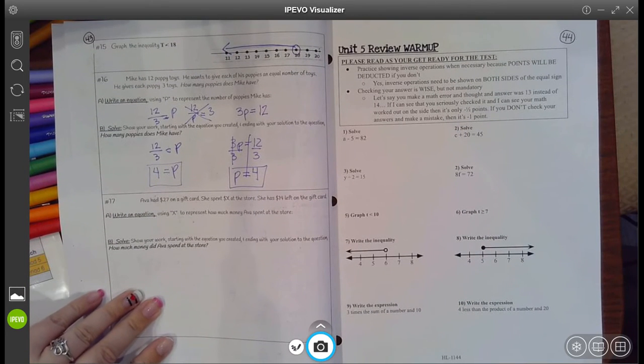All right, our next one. Ava had $27 on a gift card. She spent X amount at the store. She has $14 left on the gift card. Write an equation using X to represent how much money Ava spent at the store.